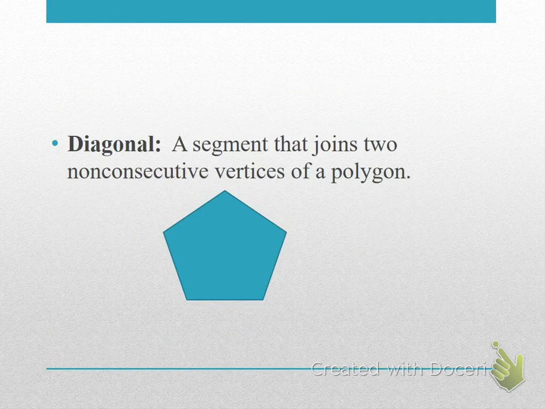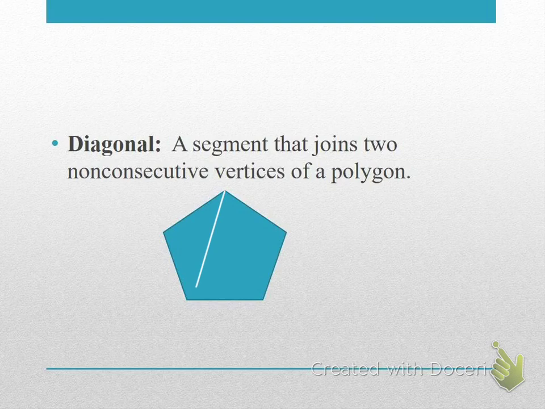A diagonal is a segment that joins two non-consecutive vertices of a polygon. So this figure has many diagonals in it. So a segment connecting two non-consecutive vertices. That means they are not right next to each other. A side connects consecutive vertices. Non-consecutive means they're not next to each other.